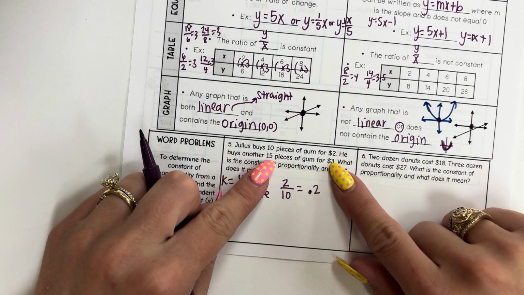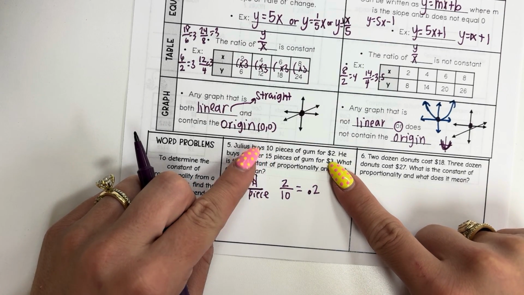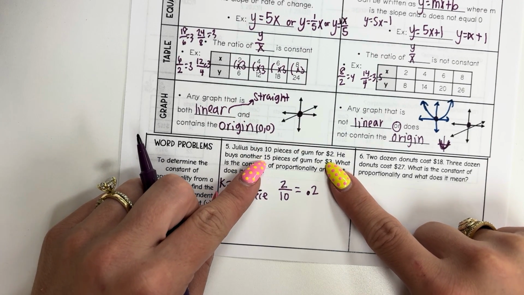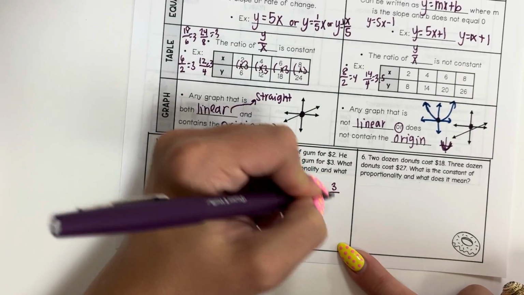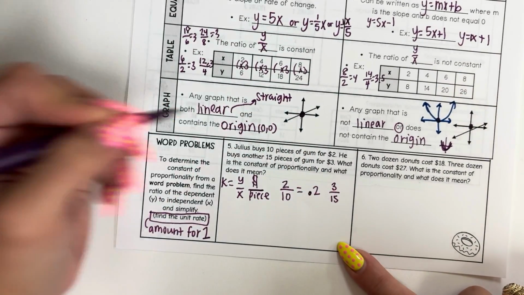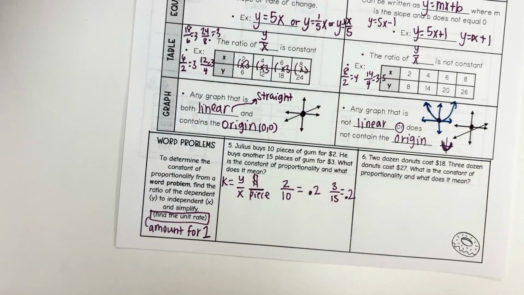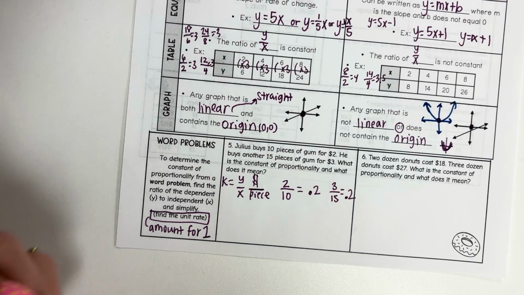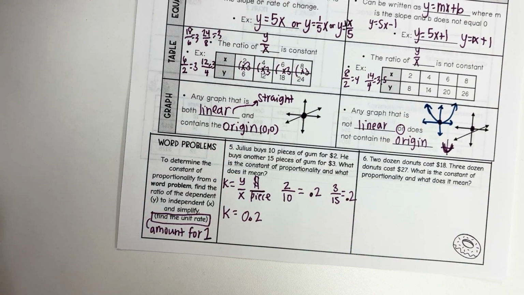We can also do that with the other numbers that they give us. We don't have to though, because this is proportional, it's going to be the same amount, but just to prove that, $3 for 15 pieces, if you take 3 divided by 15, it is also 0.2. So that's your constant of proportionality. K equals 0.2. But what does that mean?